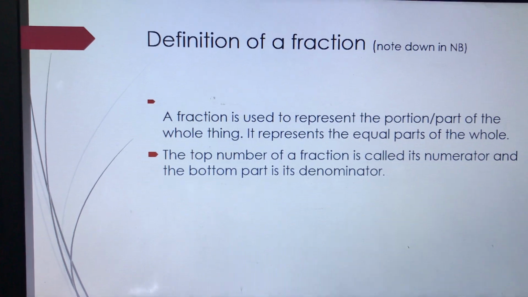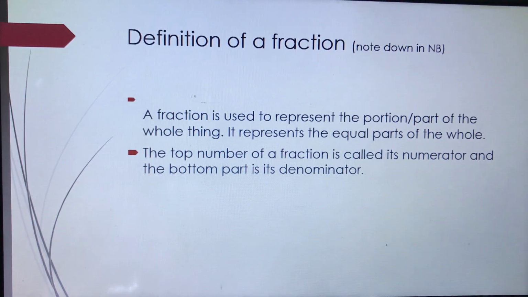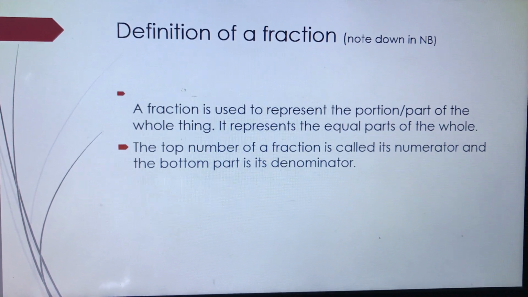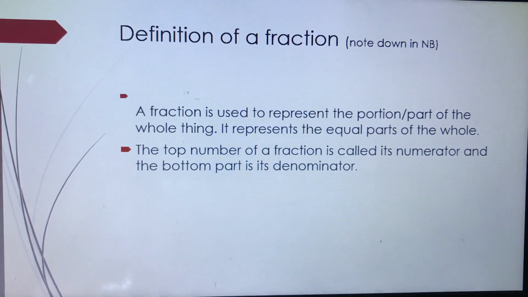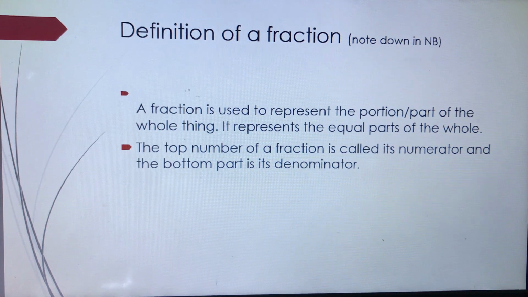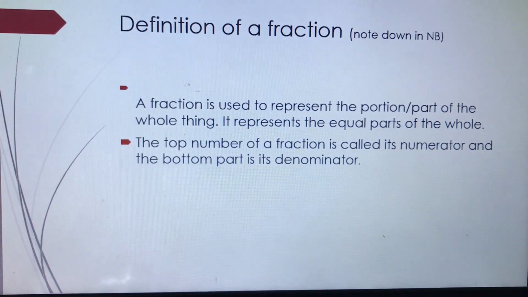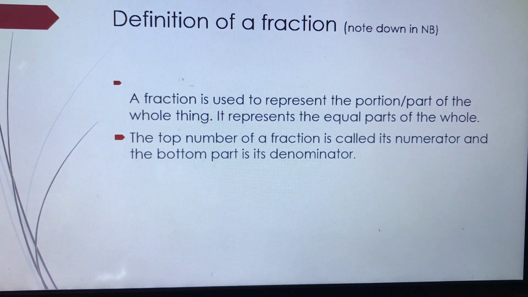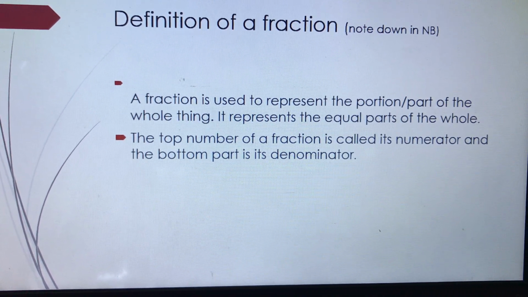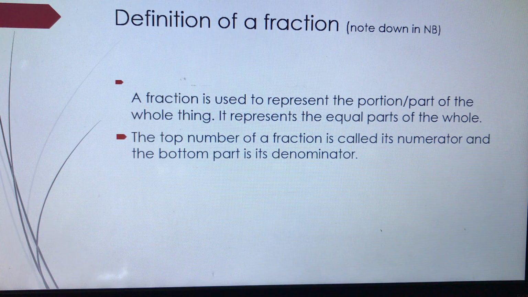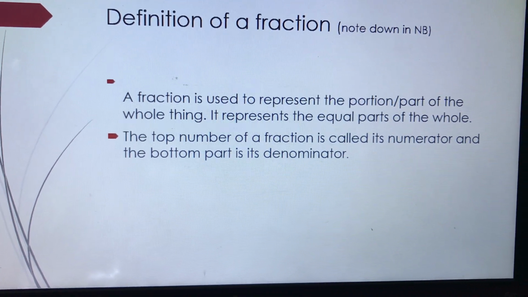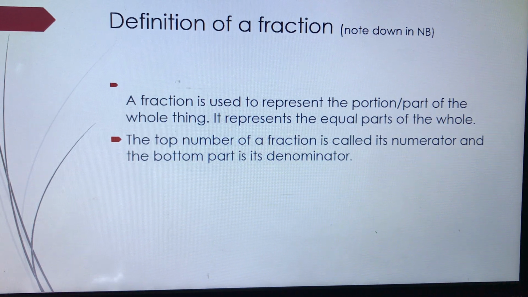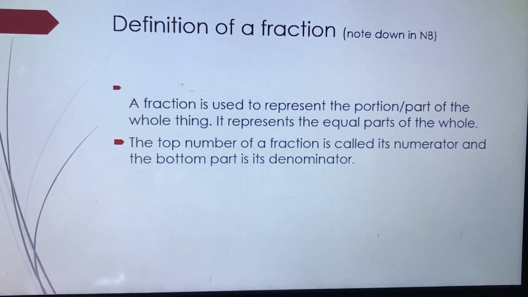So what is a fraction? A fraction is used to represent the portion or part of the whole thing. As we have already discussed, from the whole thing we are writing how much is shaded. So that represents the fraction, and one thing more is it should always have the equal parts. The top of a fraction is called its numerator and the denominator is the bottom part of the fraction.